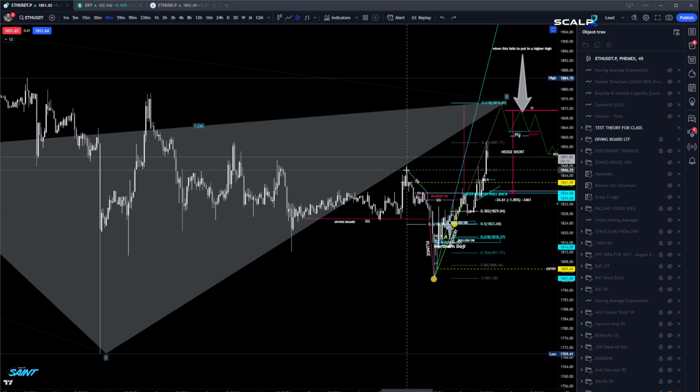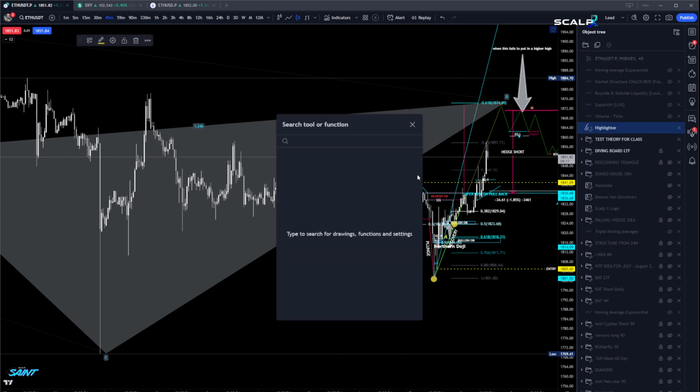Hey, this magnet. Yeah, I have weak magnets, not strong magnets.